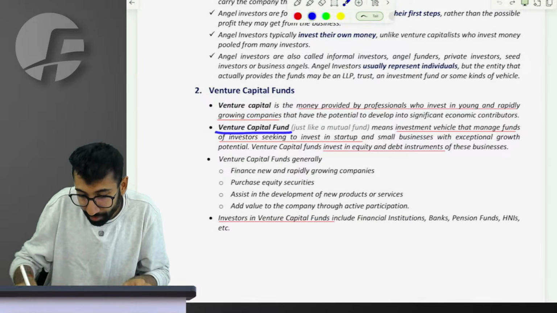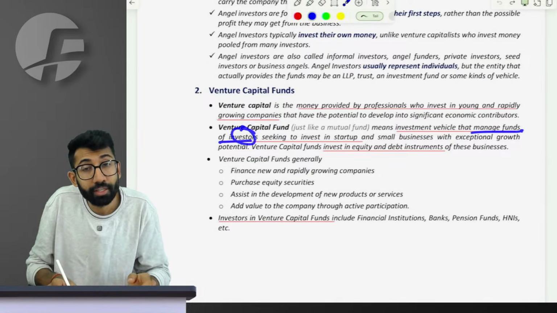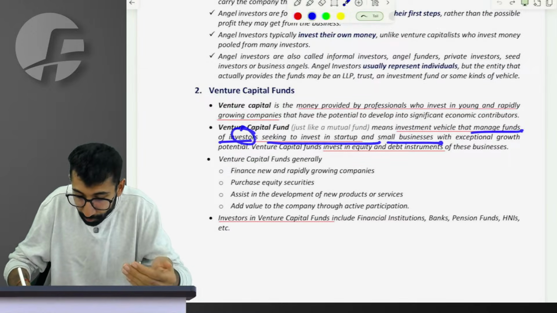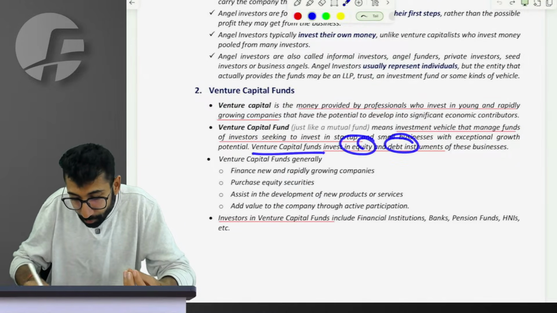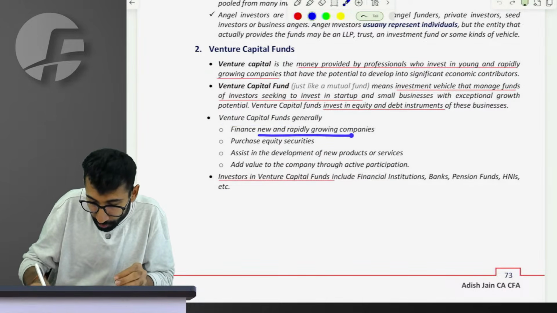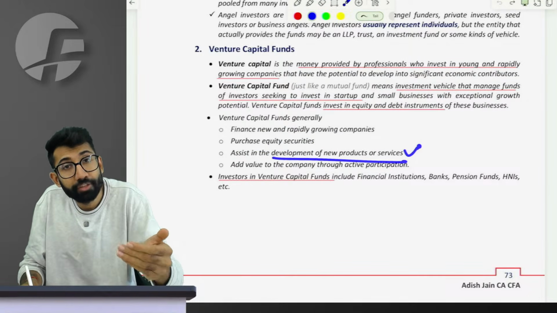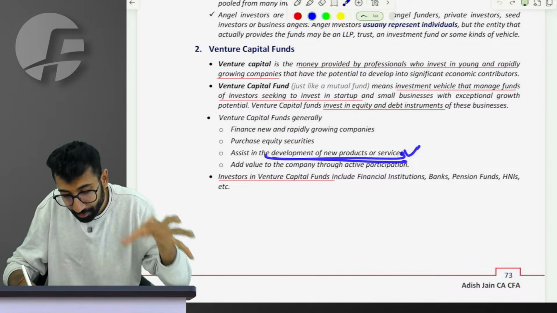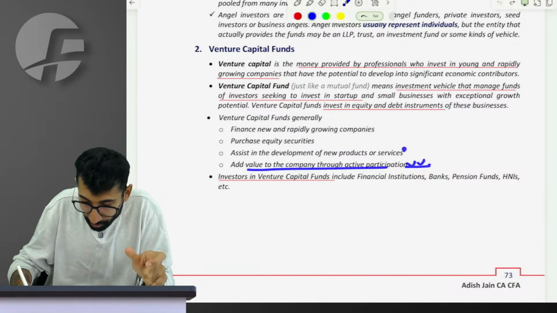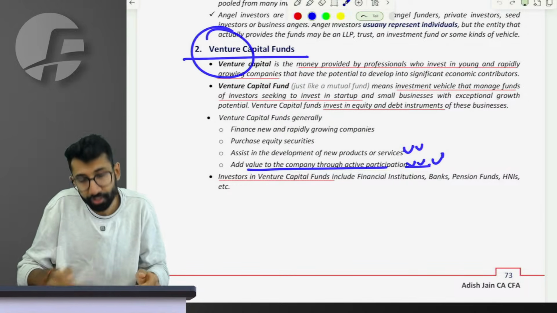Now, what is a venture capital fund? It is the investment vehicle, the pooling vehicle, the intermediary that manages the funds of the investors. Who are the investors? HNIs, banks, insurance companies, who are seeking to invest in startups and small businesses with exceptional growth. Venture capital invests in the equity and debt securities of those startup businesses. A venture capital fund generally invests in new and rapidly growing companies, purchases equity securities, and assists in the development of new products and services. It's not only that we give them money; beyond that there is a role, like helping them develop their goods or services and adding value to the company through active participation. I will help you with these two points further when we go ahead to the advantages of venture capital fund.